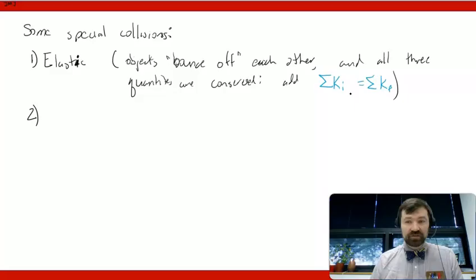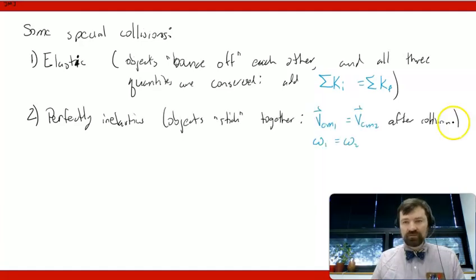The second type that we generally like to have is totally inelastic. So perfectly or totally inelastic. And that means the two objects stick together. For this collision type, you have some version of center of mass velocities being equal after the collision, and also rotational rates being equal after the collision. But interpreting what these two things mean may take some doing.